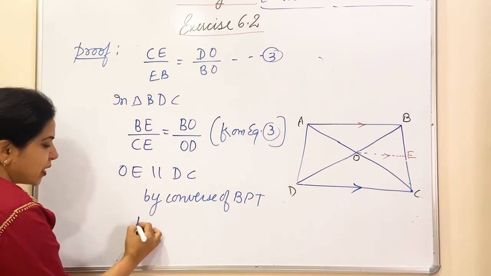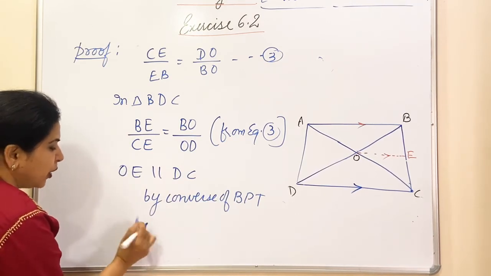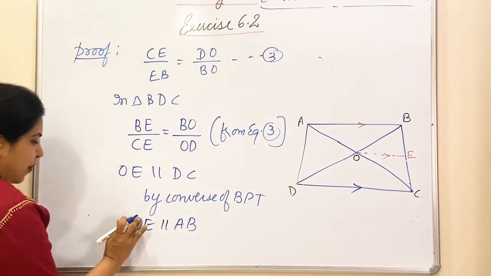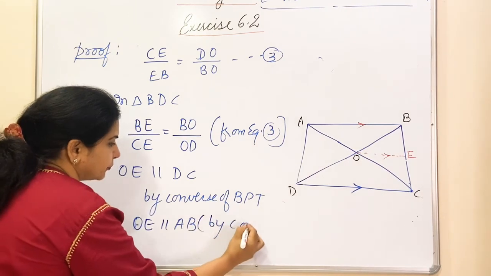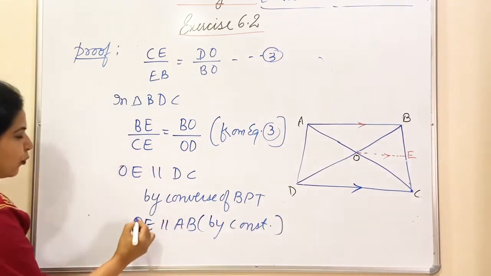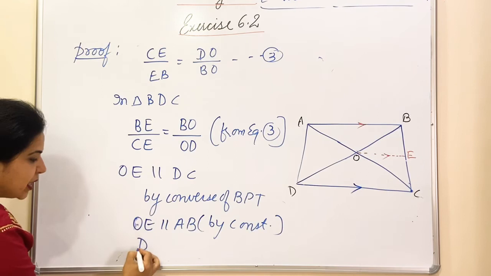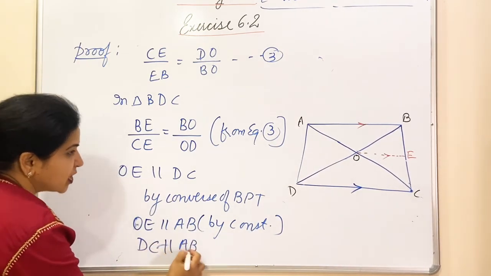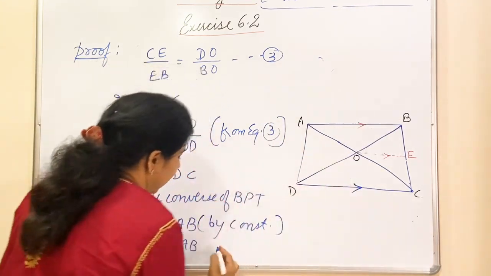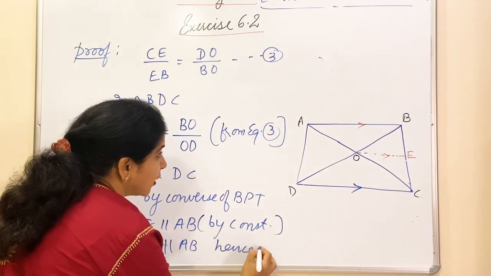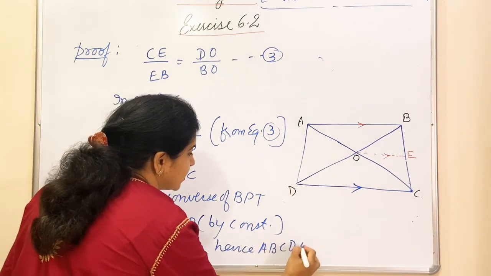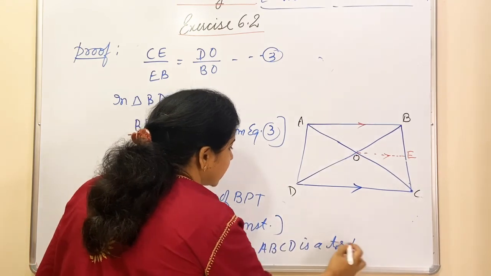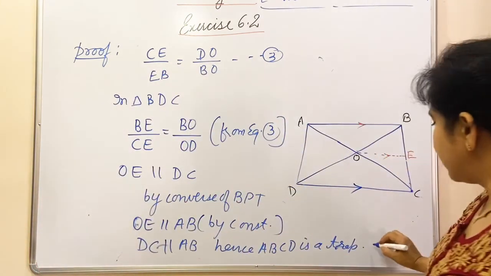But by construction, we have taken OE parallel to AB. Therefore, OE is parallel to DC and parallel to AB. AB is parallel to DC. And hence, ABCD is a trapezium. This is what we wanted to prove, hence proved.